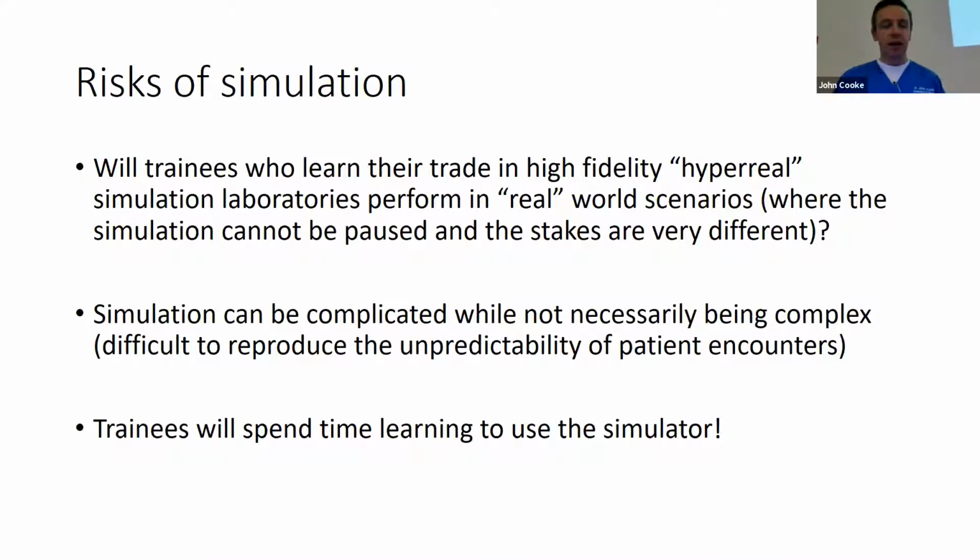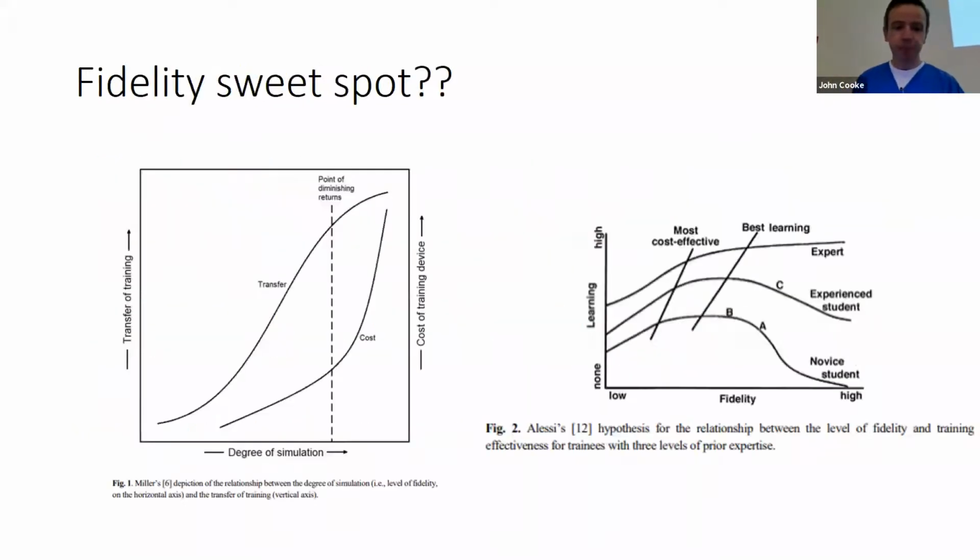The other risk is that trainees will actually spend time trying to learn how to use the simulator rather than learning what it is that you had intended them to learn. So if you've got a very, very complicated simulator, then they get very good at using the simulator. It's like learning how to play a computer game, but they don't particularly pick up the skills that you had intended them to learn in the first place.